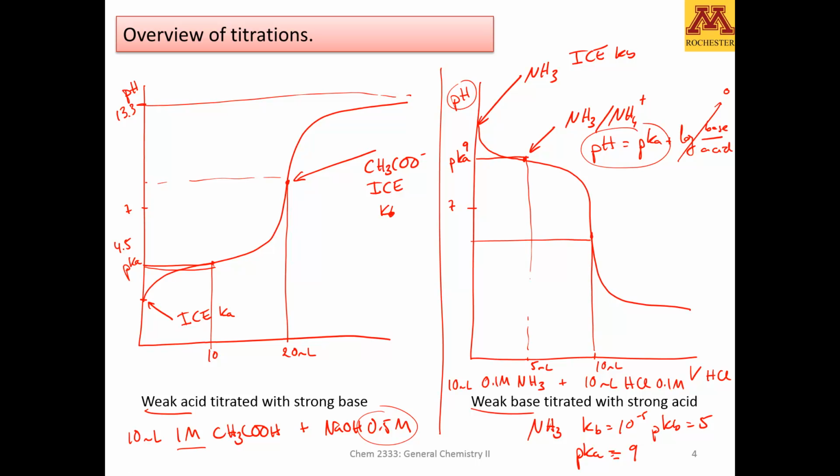We could see that if we were using pOH on the y-axis, the middle point of the buffer area would be giving us the pKb. Okay, and in this case, what you have left is just the acid, so you need to calculate the pH at this point with an ICE table using the Ka.